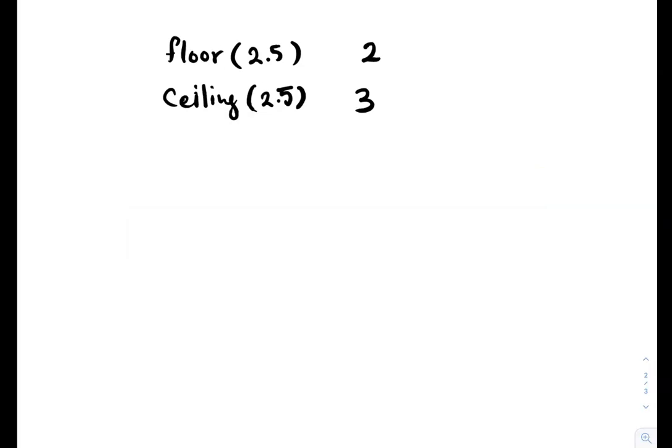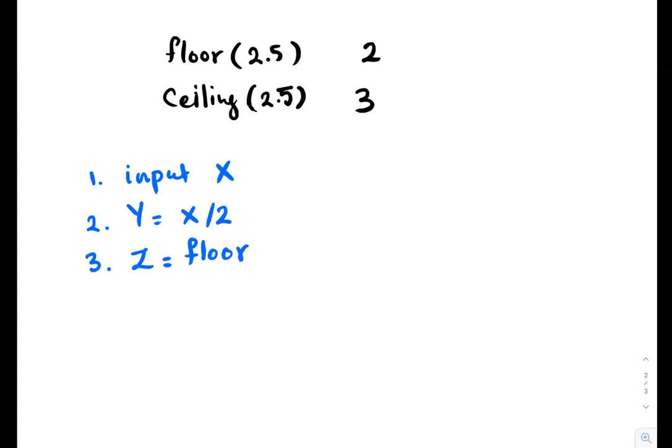So now we can write this algorithm to figure out whether a number is odd or even. First, we need to read the number and store it in x. I'm going to write that as input x. And then I'll divide x by 2, and then I'll take the floor of y. Okay, so I'm dividing the number x by 2 and then finding the floor.